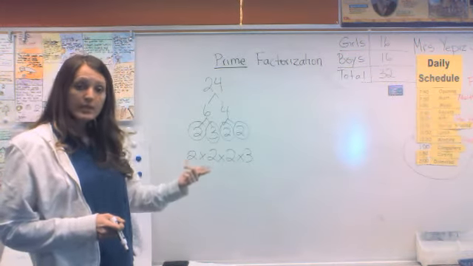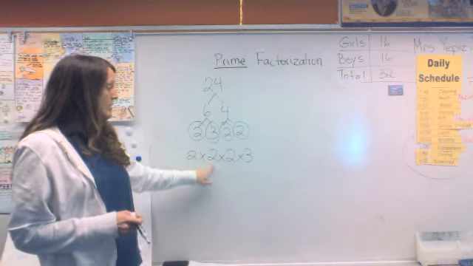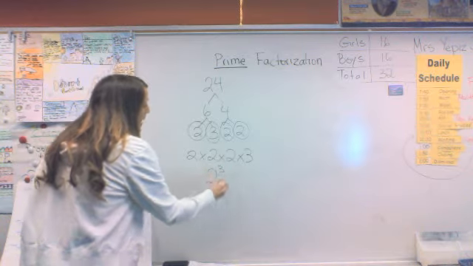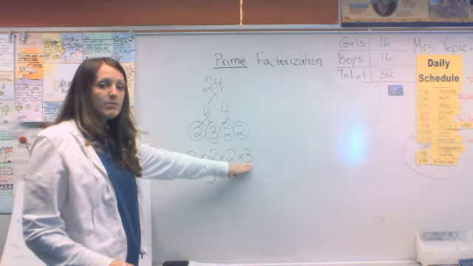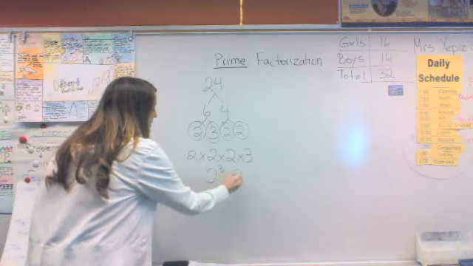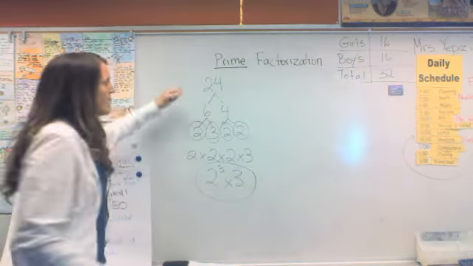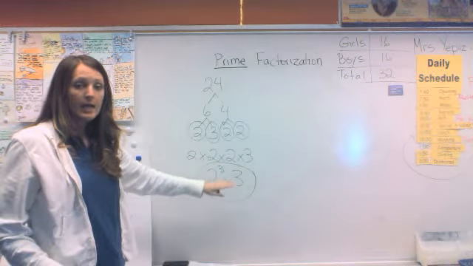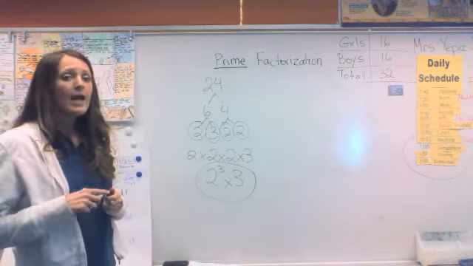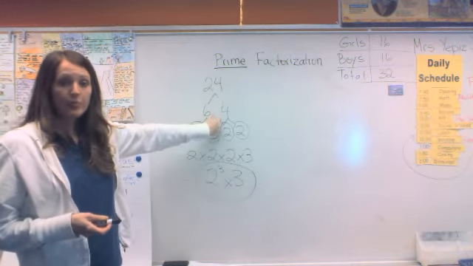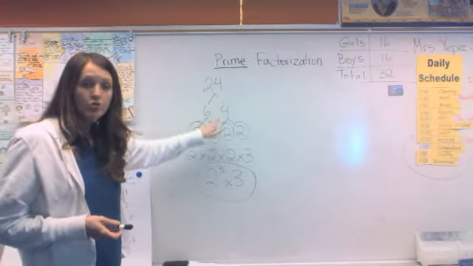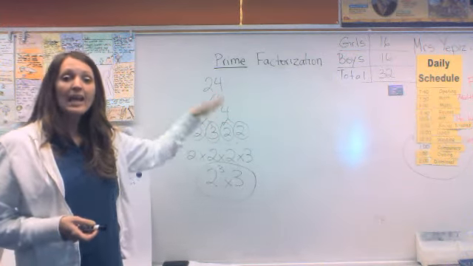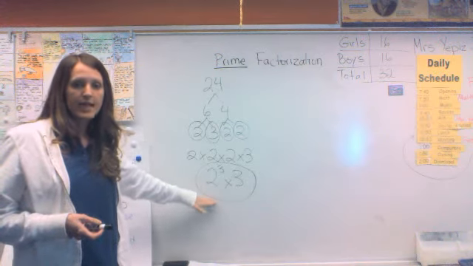Think back to the powers that I started with. We have 2 times 2 times 2, which gives me 2 to the third power. We cannot forget that times 3. Therefore, my prime factorization of 24 is 2 to the third power times 3. Now, quick note, it doesn't matter what 2 numbers you break it into. I could have broken it into 2 and 12. I could have broken it into 3 and 8. I would still end up with this same answer.